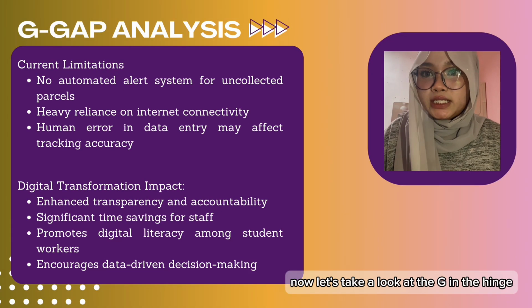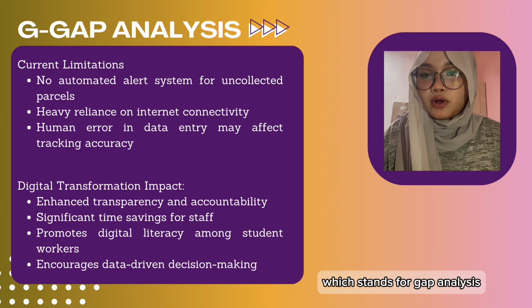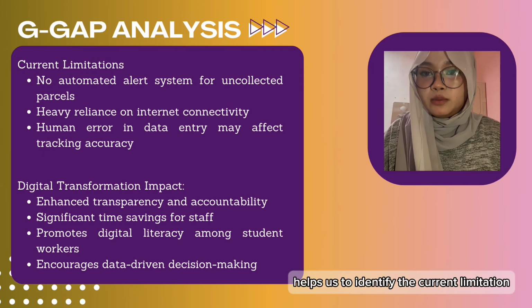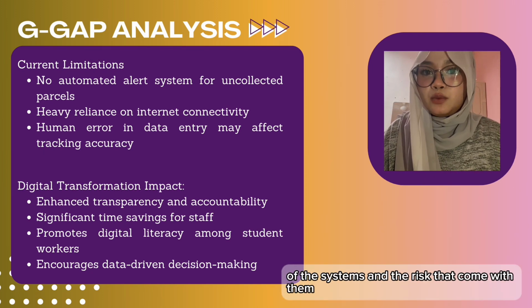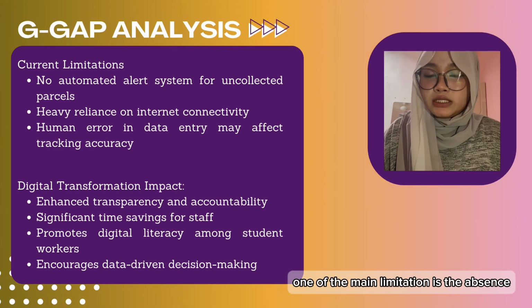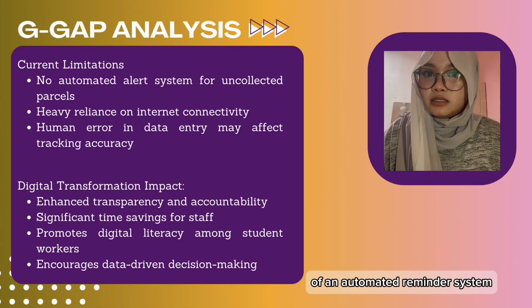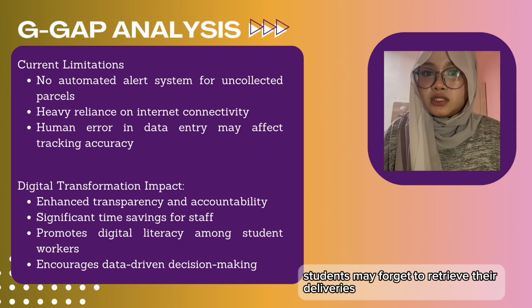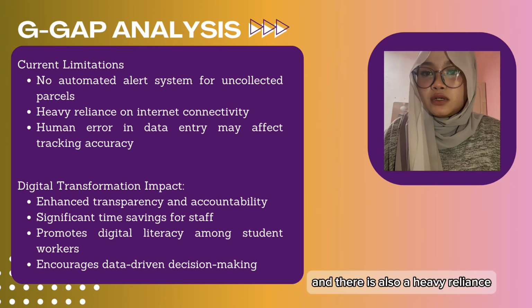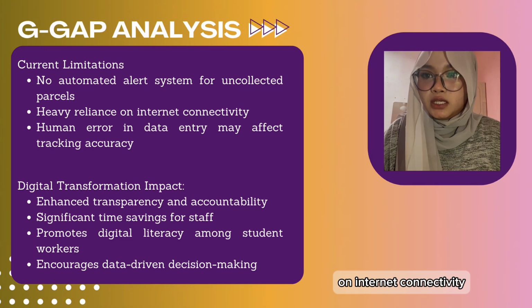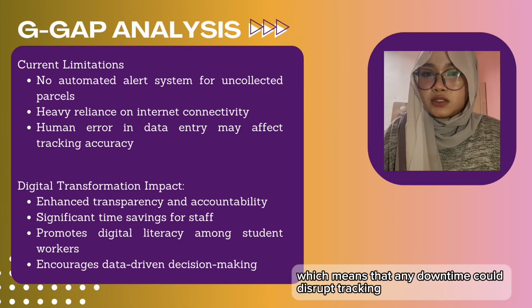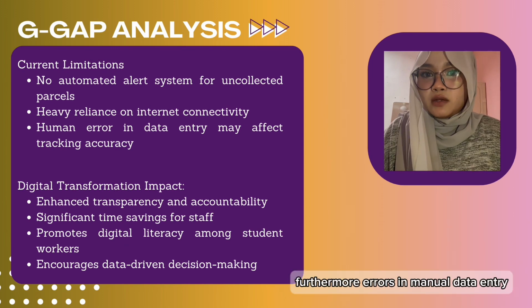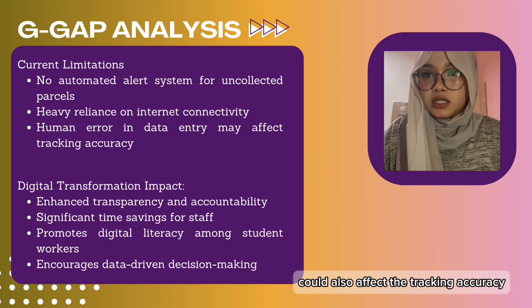Now let's take a look at the G in the Hinge, which stands for gap analysis. In this stage, it helps us to identify the current limitations of the system and the risks that come with them. One of the main limitations is the absence of an automated reminder system for uncollected parcels. Without timely notifications, students may forget to retrieve their deliveries, and there is also a heavy reliance on internet connectivity, which means that any downtime could disrupt tracking or access to the website. Furthermore, errors in manual data entry could also affect the tracking accuracy.